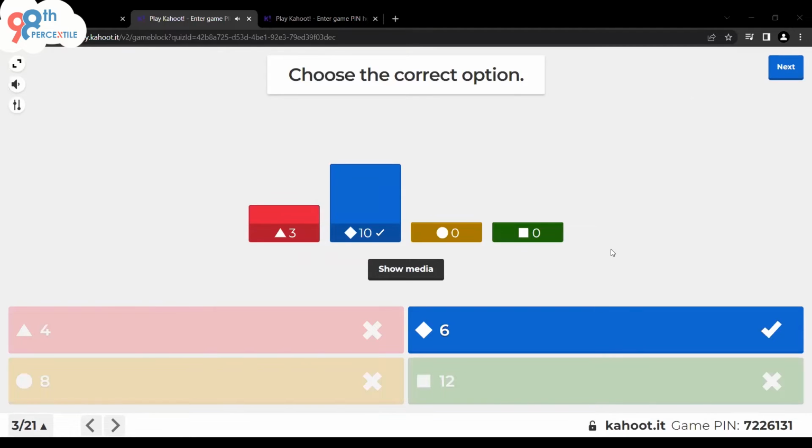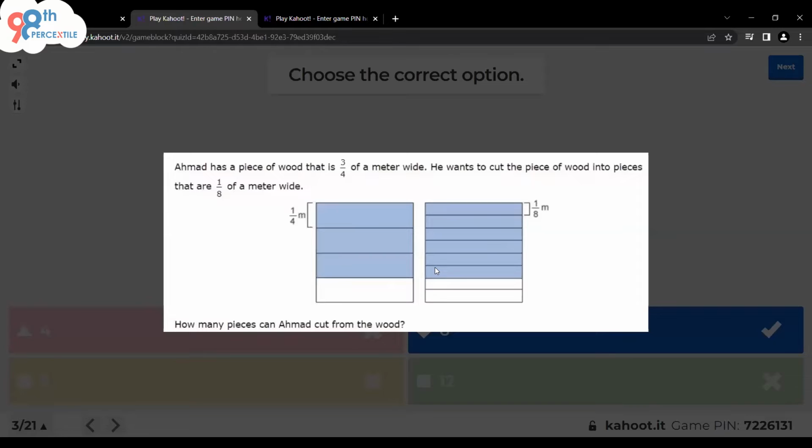Okay, so we have got 10 people answering it correctly. So again, let's have a look at the question. It says, Ahmed has a piece of wood that is 3/4 of a meter wide. He wants to cut the piece of wood into pieces that are 1/8 of a meter wide. How many pieces can Ahmed cut from the wood?